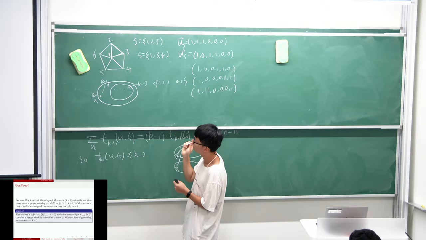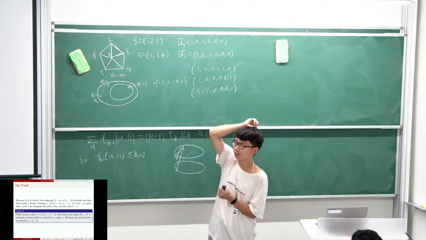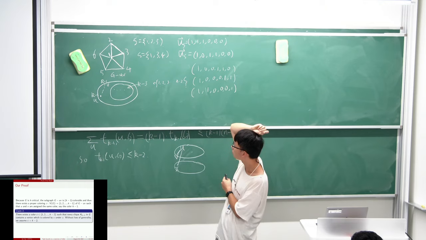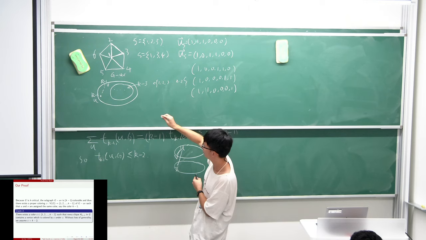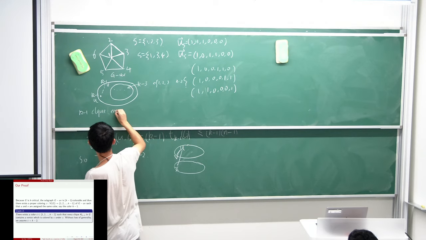We now consider graph G minus UV. So any problem here? Is it obvious that there are at most K minus 2 cliques that contain UV? I mean, there must be a choice. Yeah, this is a clique that contains UV, but at most K minus two such cliques.